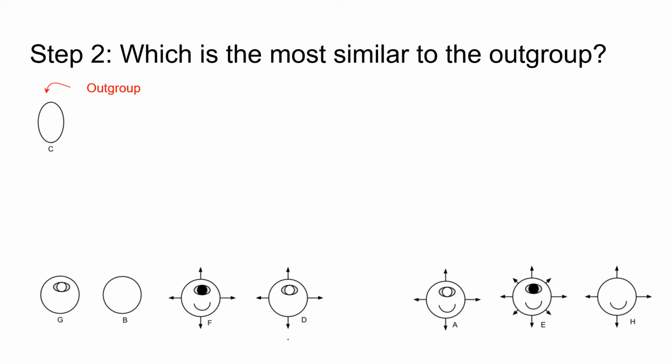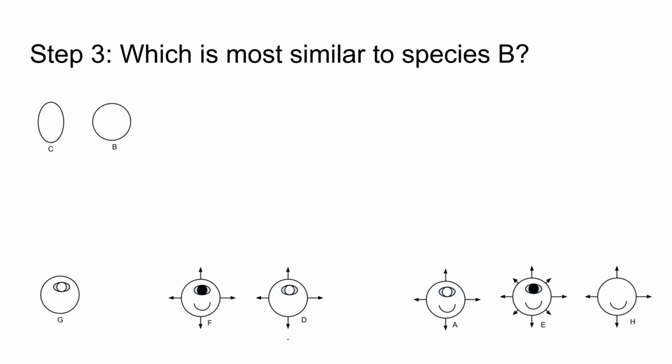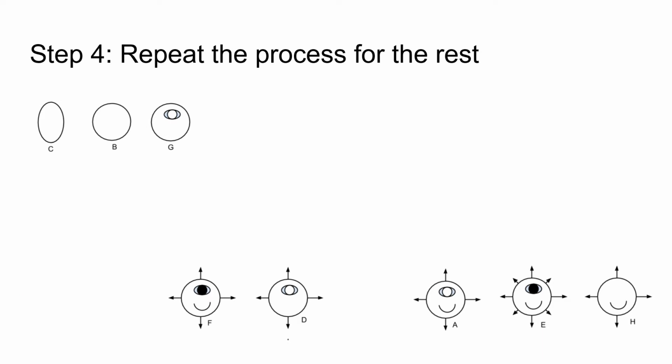Now the question becomes, which is the most similar to the outgroup? And since it has nothing in the interior, but the shape is different, that's going to be B right here. So that's going to be our next step. And then we're going to slowly add steps as to which is most similar to that previous species. So if you look here, we're at B, which has nothing inside it. The one that would have just one thing inside it is species G, so that's going to go next. Then we're going to keep repeating that process, right?